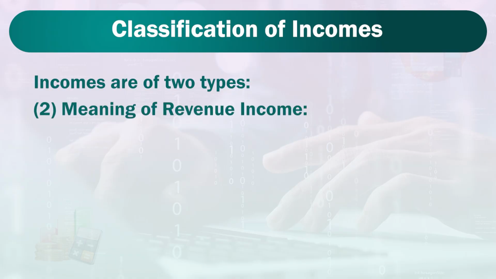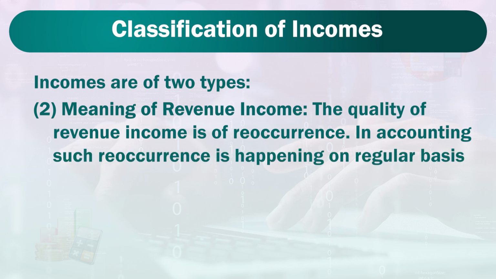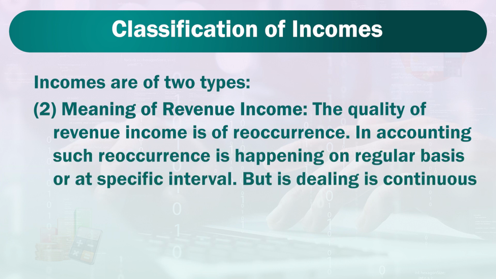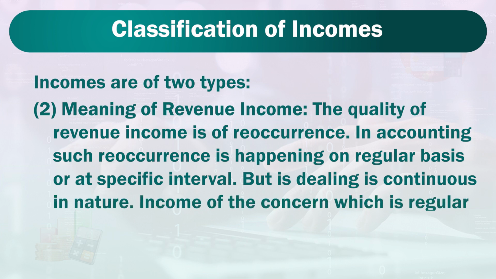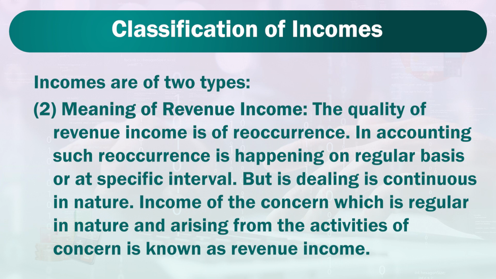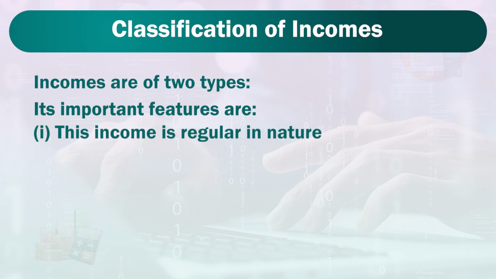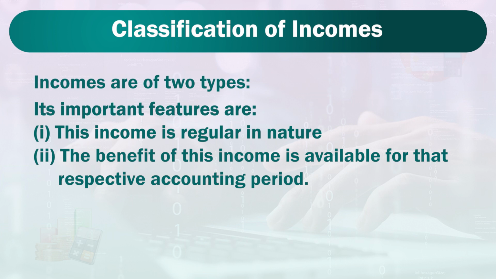2. Meaning of revenue income. The quality of revenue income is reoccurrence. In accounting, such reoccurrence happens on a regular basis or at specific intervals. But the dealing is continuous in nature. Income of the concern which is regular in nature and arising from the activities of the concern is known as revenue income. Its important features are: 1. This income is regular in nature. 2. The benefit of this income is available for that respective accounting period.